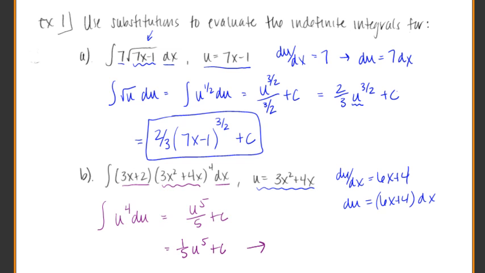And then to write it all as one big answer, putting our u back in, it's just going to be 1/5 times (3x squared plus 4x), all of that to the 5th power, plus c. And there is our answer for that one.